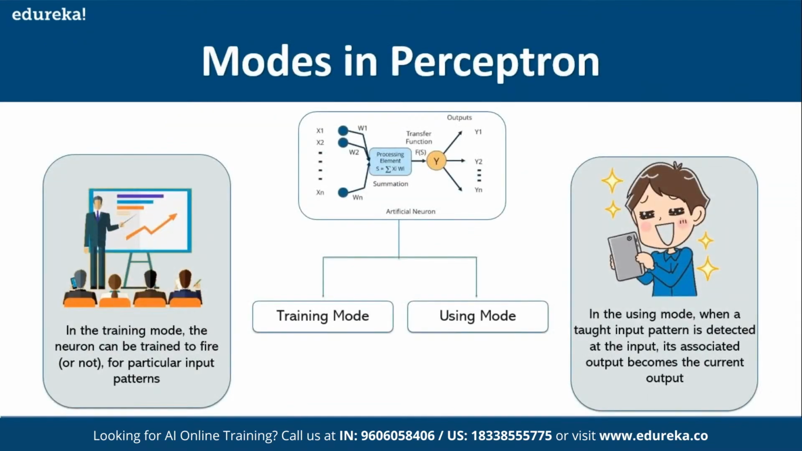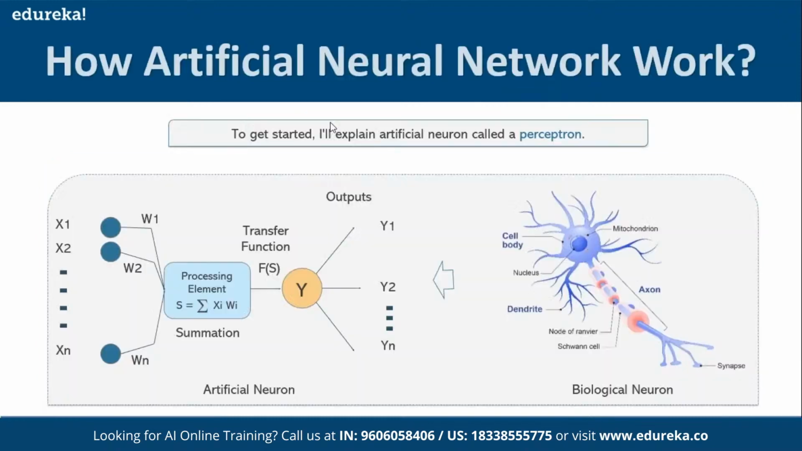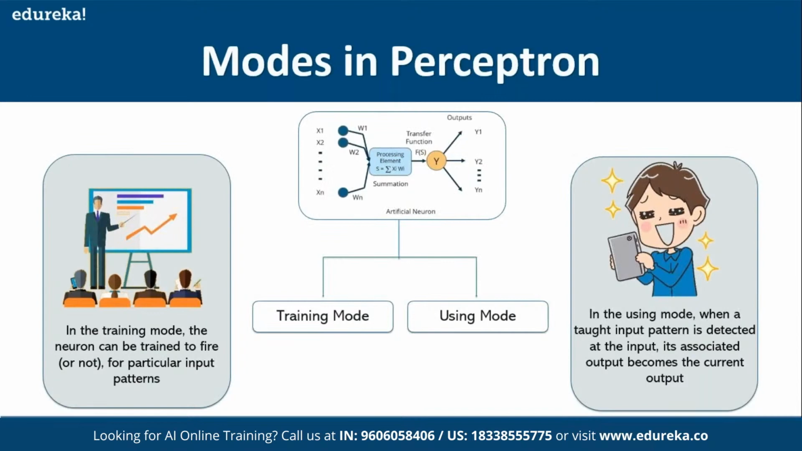So what we do here is, there are various modes in a perceptron. Whatever we call the artificial neuron is called a perceptron. There are various modes in a perceptron: one is the training mode and the other is the using mode. It is like this, right? When we are kids, we go to school, we learn something, and when we are adults, we go ahead and leverage what we have learned. So here also we have a training mode and a using mode, the same thing as we have as human beings.